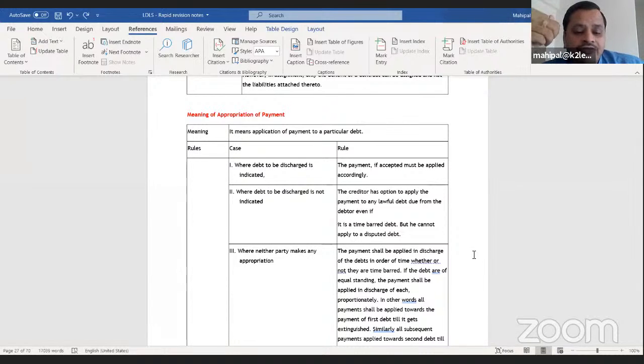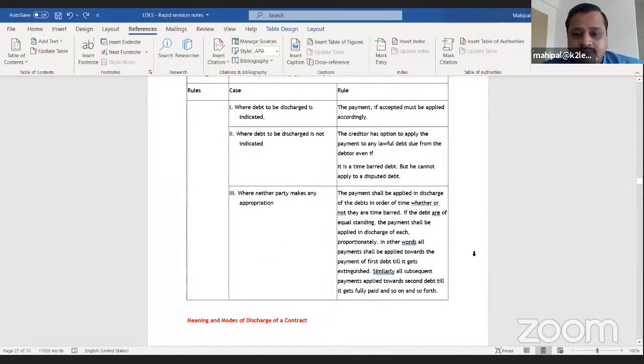Rule number 1 to be followed first. If it is silent, follow 2. If it is silent, follow 3. If it is silent, follow 4. Number 1, whenever you receive the payment, follow the debtor's instruction. If the debtor has not mentioned any instruction, then follow the debtor's implied intention. If that intention also does not match, then follow the creditor's choice. If the creditor also remains silent, then law says the first debt should be discharged first.